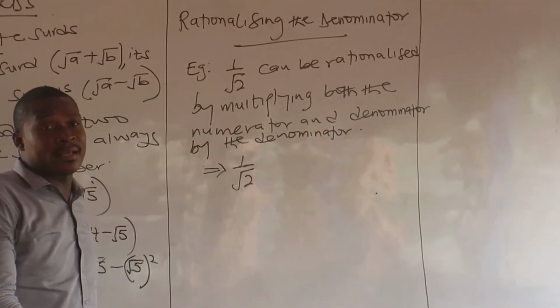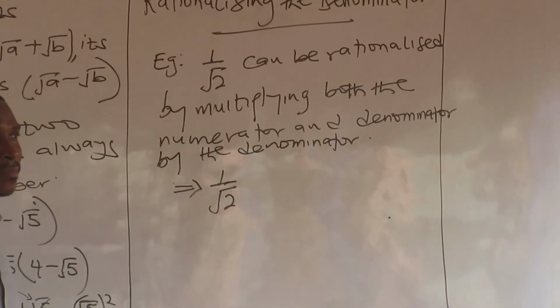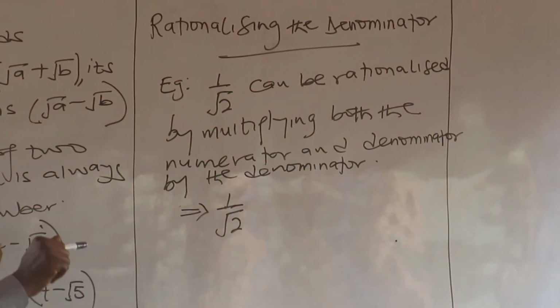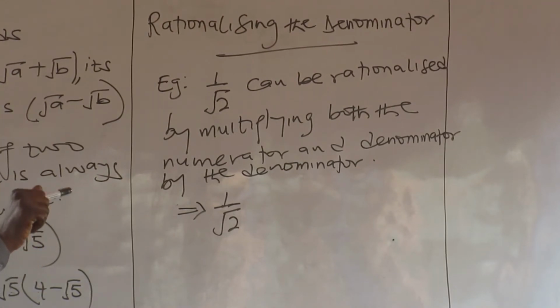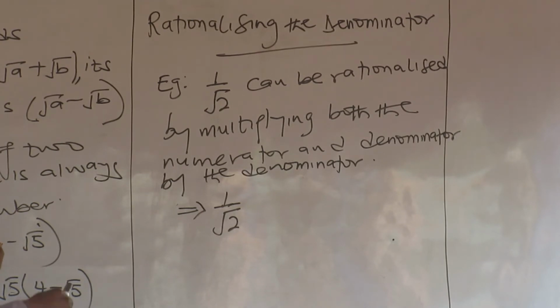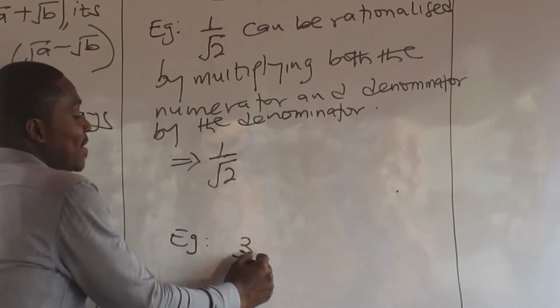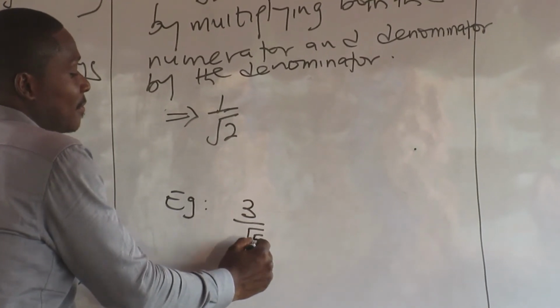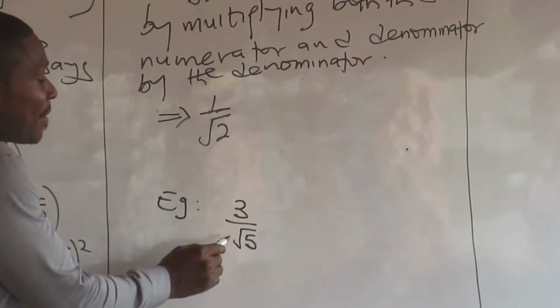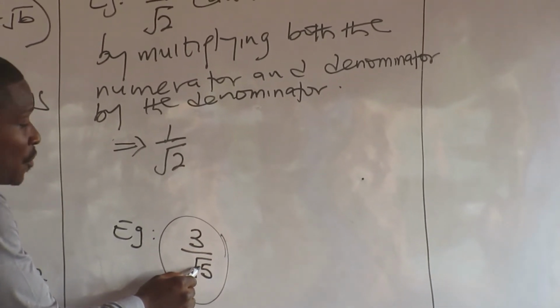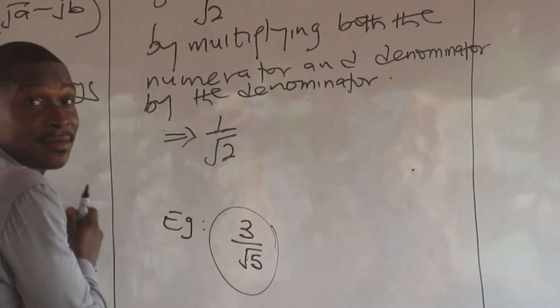Go to rationalizing the denominator. What does it mean to rationalize a denominator? The process by which you multiply the numerator and the denominator by the same thing is what we call rationalization. Now, when or why do we rationalize? Let's see some examples here. You cannot have an answer like this in mathematics. It can be a fraction, but the denominator should not be a square root. When you see this, then we need to rationalize.